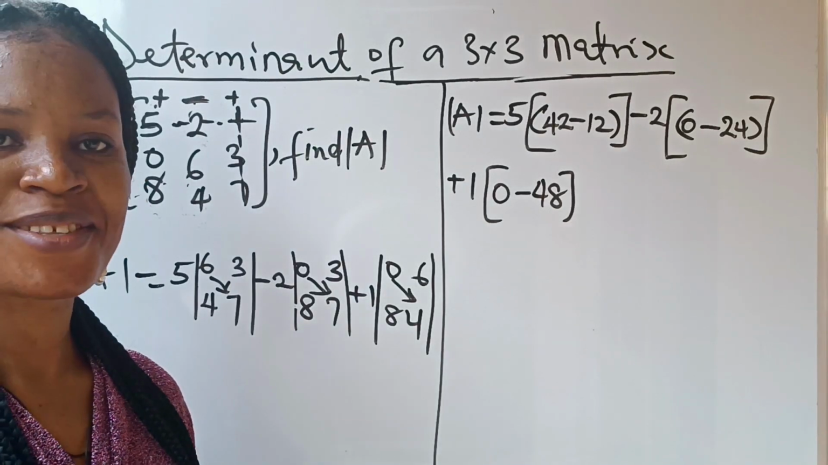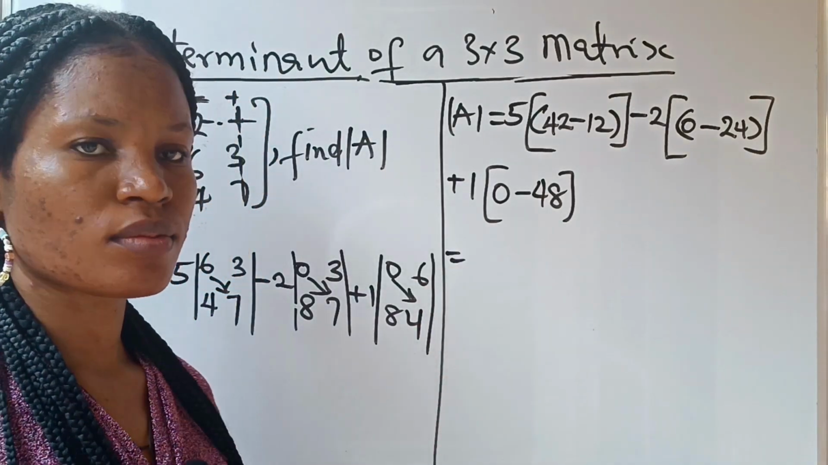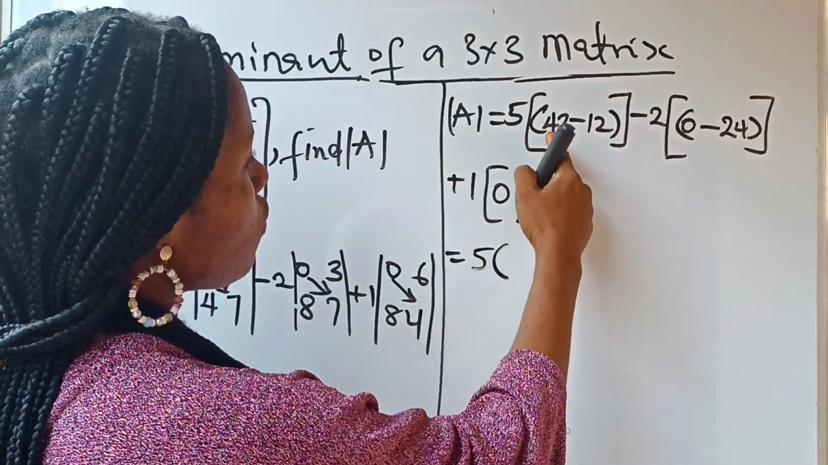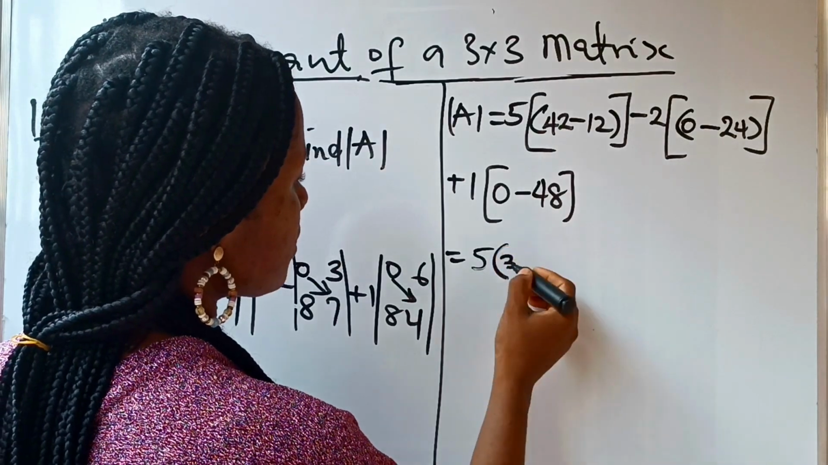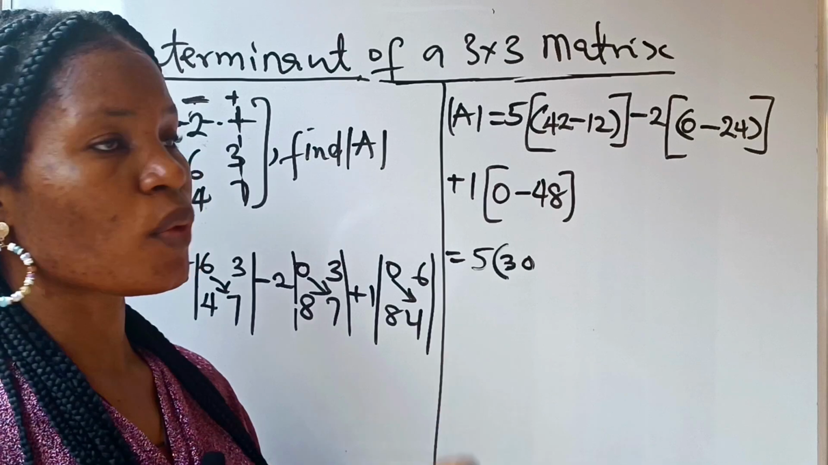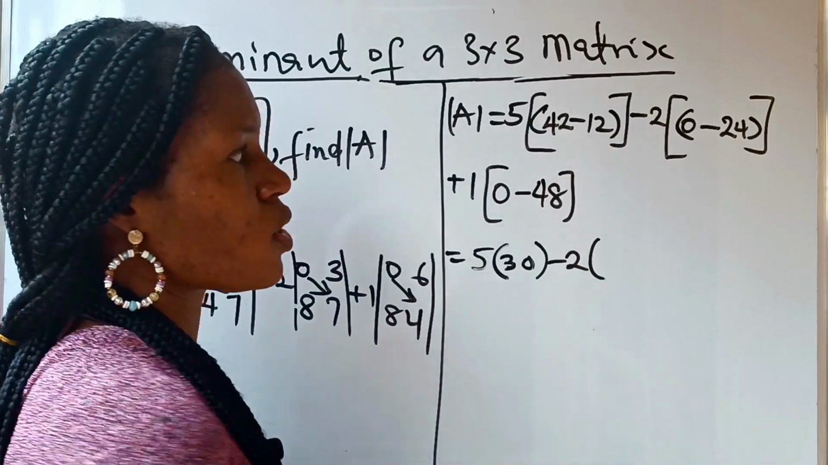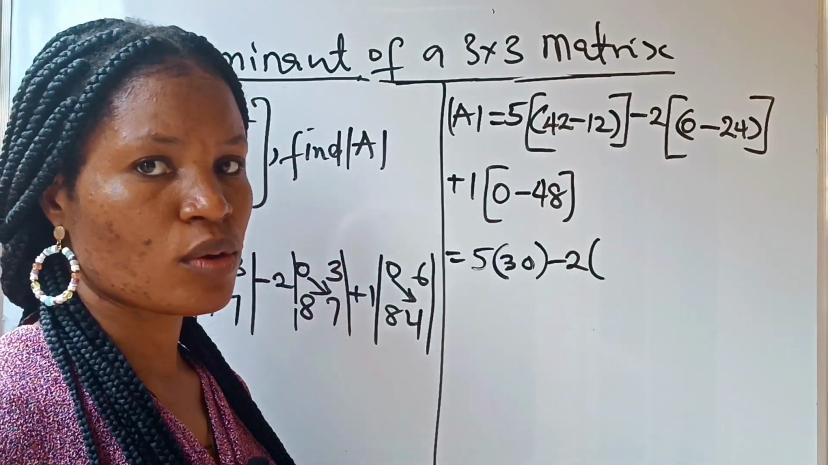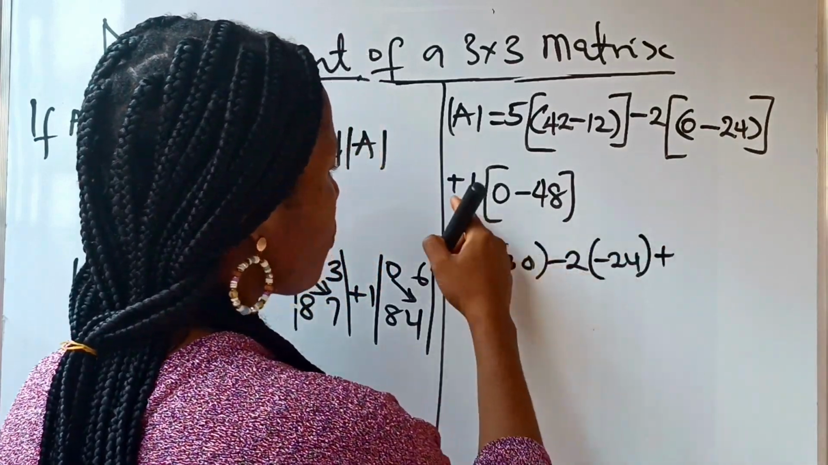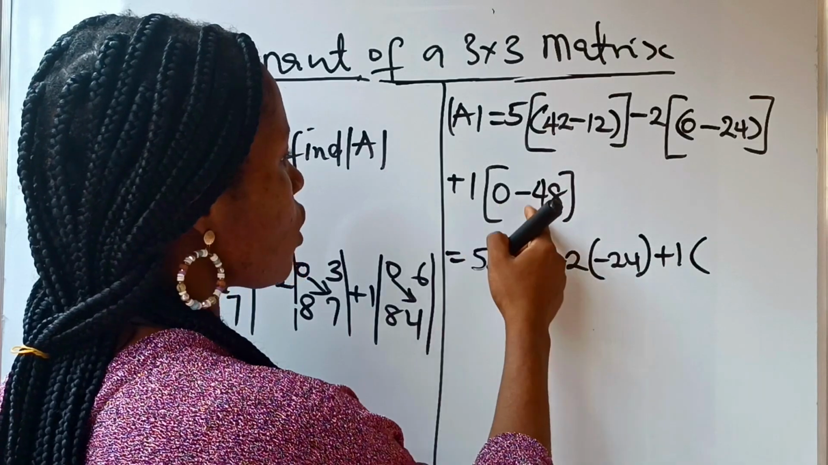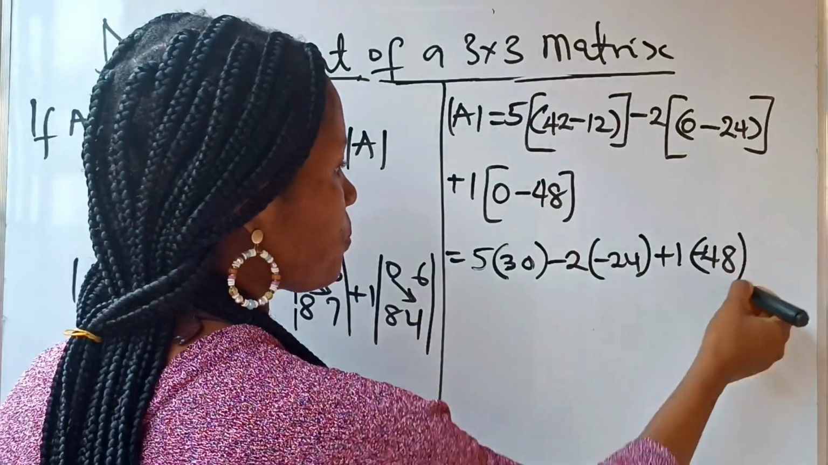Okay, at this point, we go ahead to get our solution. Now, this is equal to 5 into 42 minus 12, which is going to give us 30. Minus 2 into 0 minus 24 will give us minus 24, right? We have minus 24 here. Then plus 1 into 0 minus 48 will give us minus 48 as well.